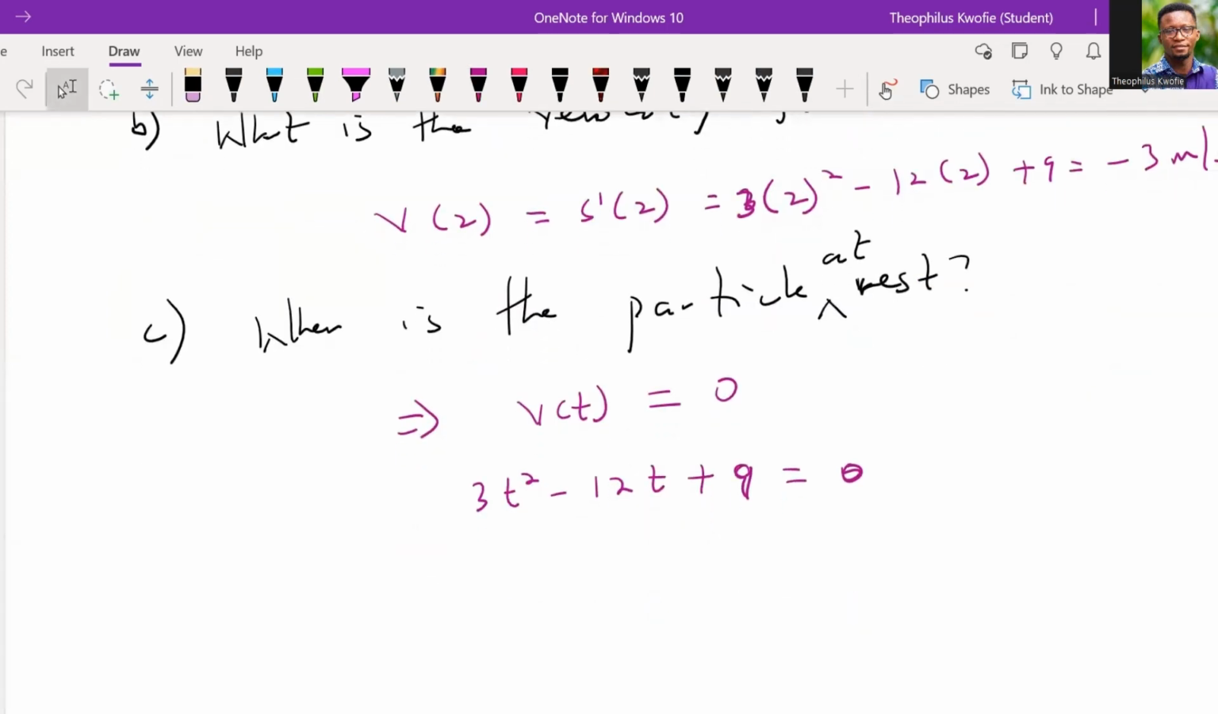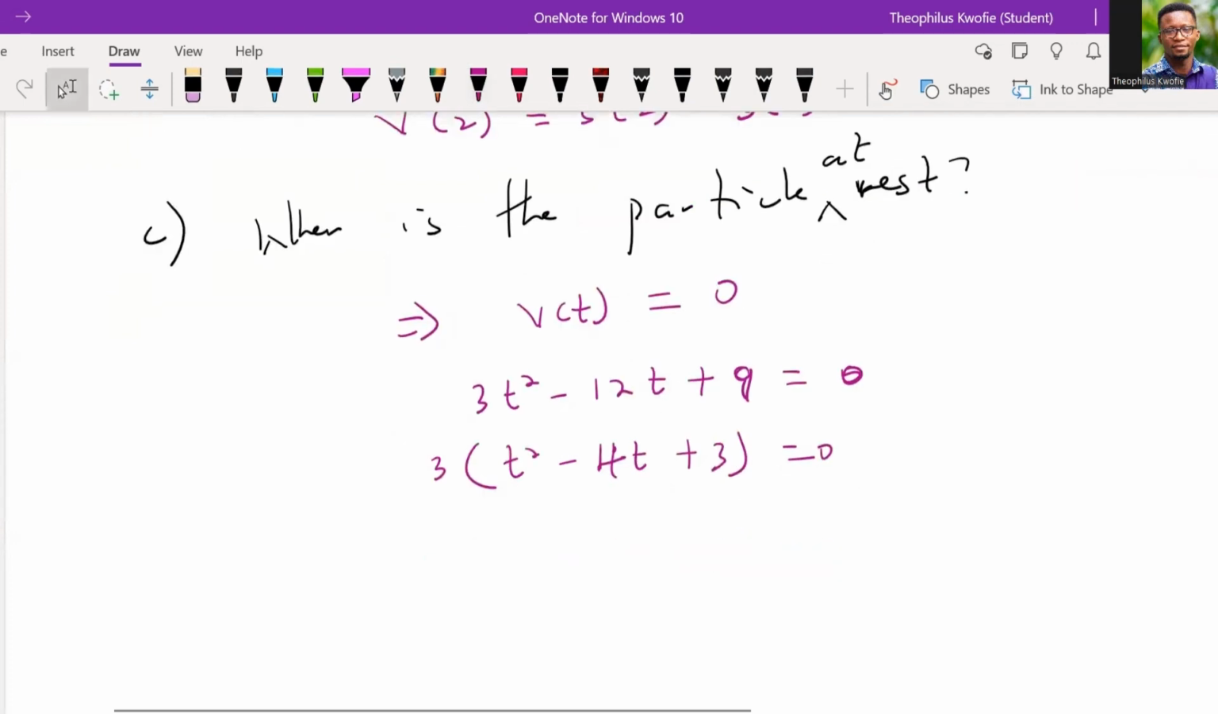So by solving this, the easiest way is to pull out the 3. We can factor out the 3, and that gives us 3 times (t squared minus 4t plus 3) equal to 0. That's if you divide both sides by 3, right? You have something like this.